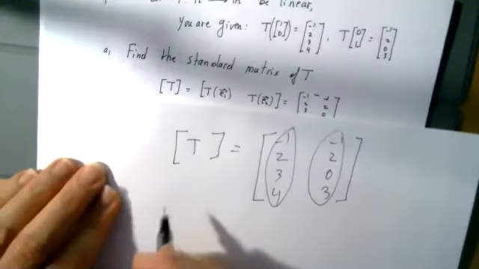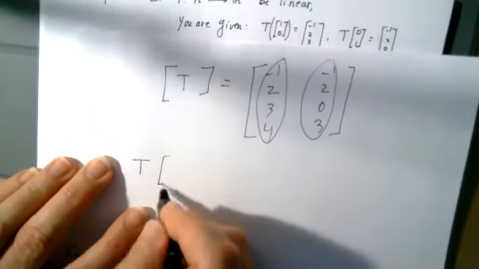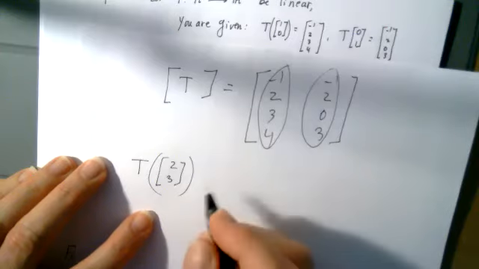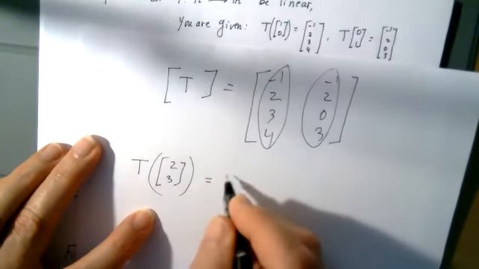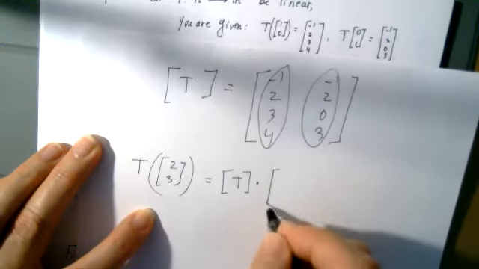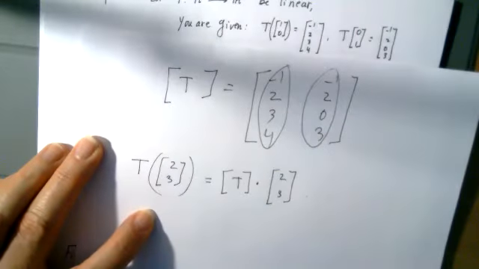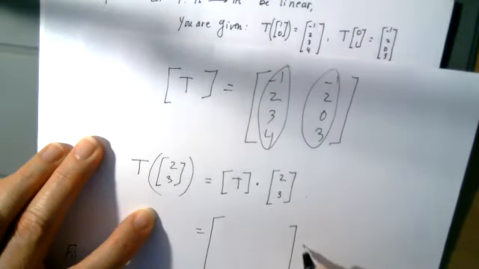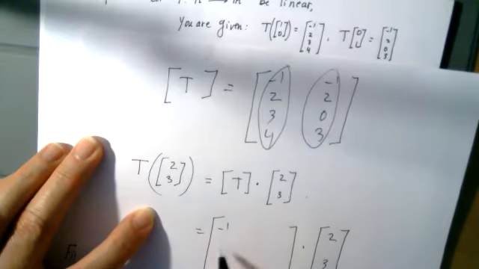The benefit is the following. Suppose I tell you for this T, find T of any vector, 2, 3. Anything you want. The standard matrix tells me that the image of any vector is the standard matrix multiplied by 2, 3. That's what it tells me. It means if I want to know where 2, 3 goes, I take my standard matrix and I multiply it by this vector.